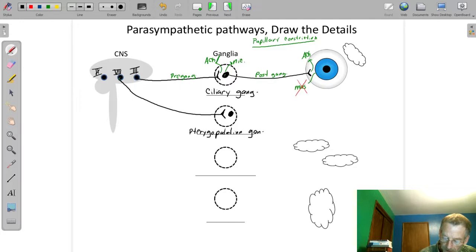For your pathways, when you're practicing this, don't get hung up necessarily drawing in the neurotransmitters and the receptors. You should be able to do that if you're asked, but I wouldn't do that every time you see the chance, if you have it down. And the postganglionic fiber, again, goes to the lacrimal gland.